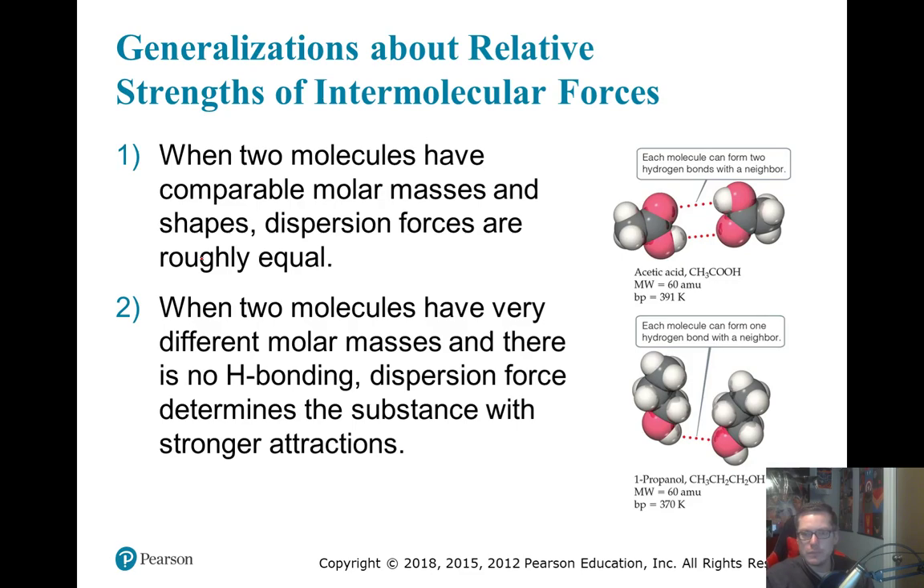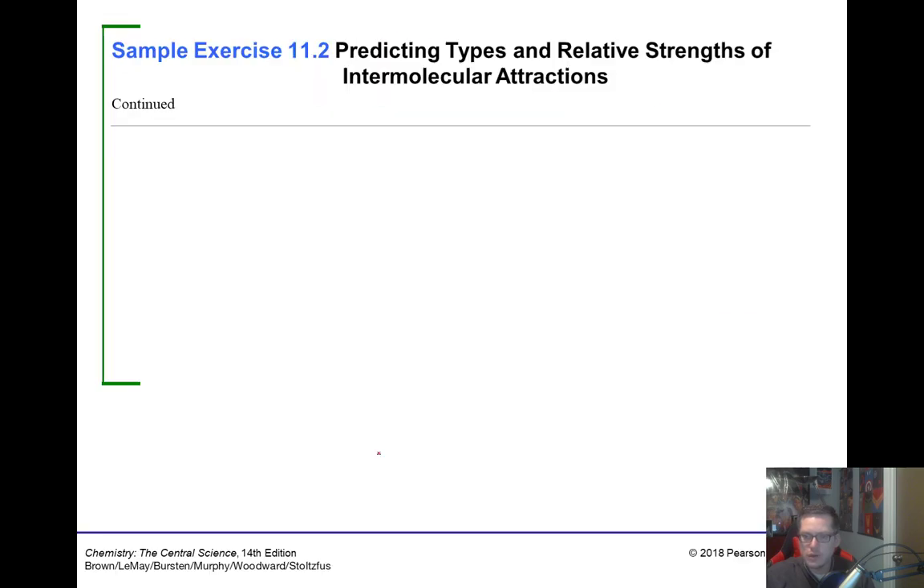So this walks us through one more little bit about figuring out the strength of intermolecular forces. Here are our two basic rules. When two molecules have comparable molar masses and shapes, dispersion forces are roughly equal to one another. And when two molecules have very different molar masses and there is no hydrogen bonding, dispersion forces determine the substance with the stronger attraction. So there are your two rules.